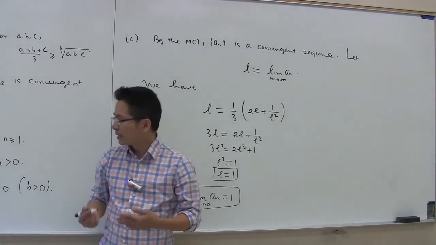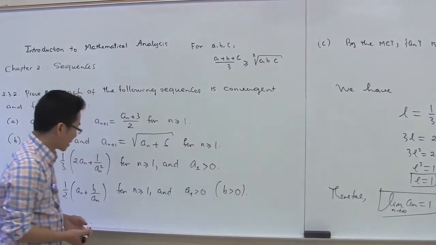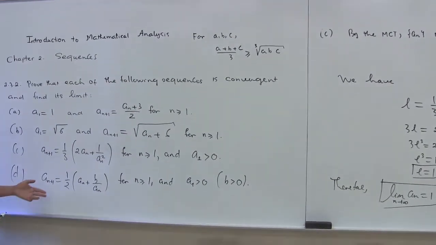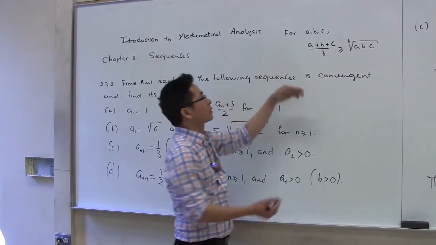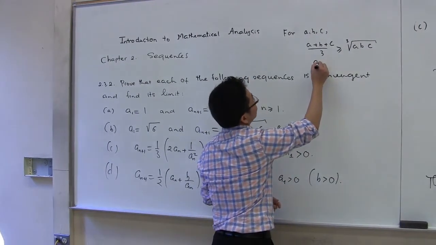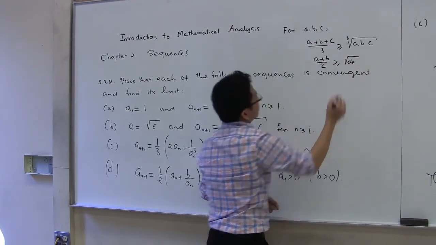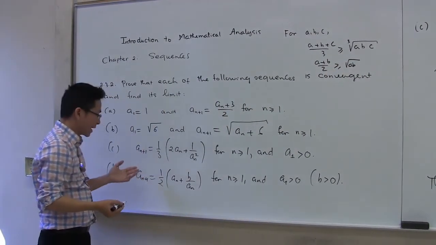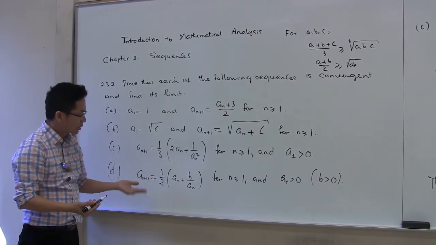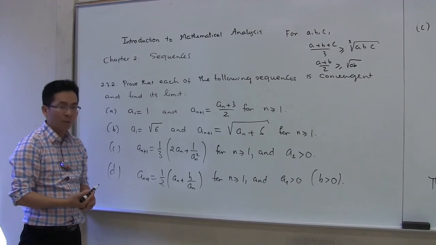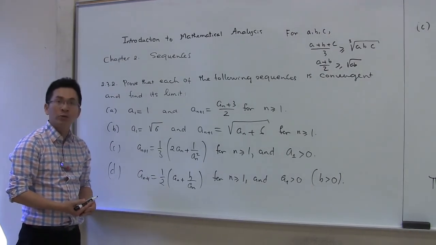For the fourth part, the solution is very similar to the third part. So we can apply this inequality for two non-negative numbers to show that an is bounded below, and then we can show that an is in fact monotone decreasing and apply the monotone convergence theorem.